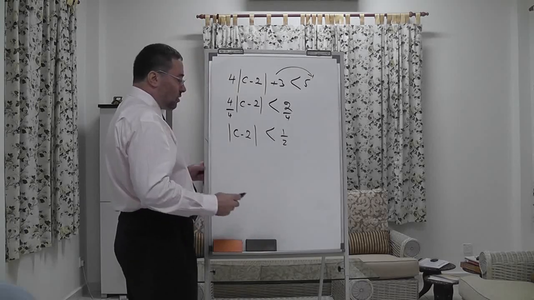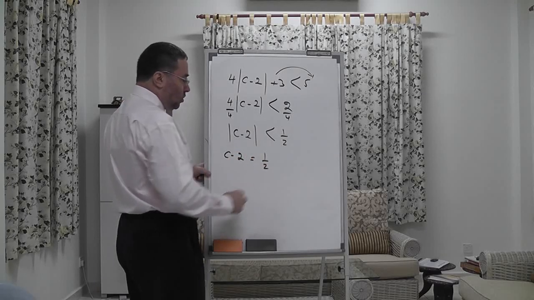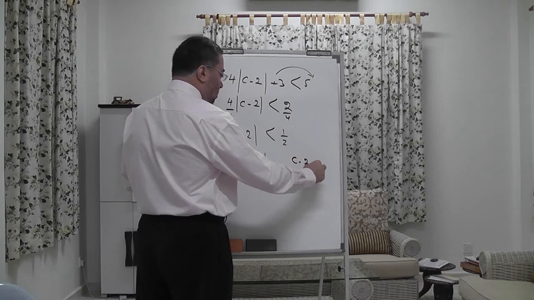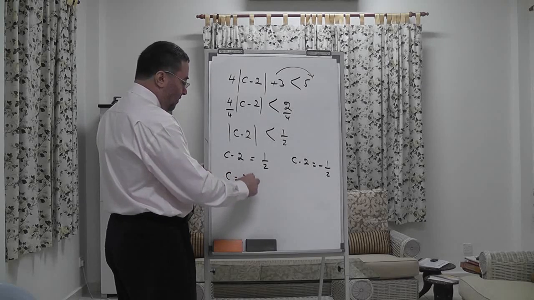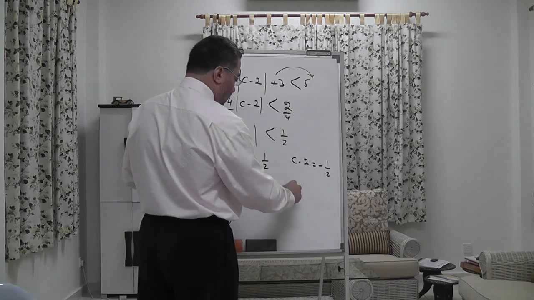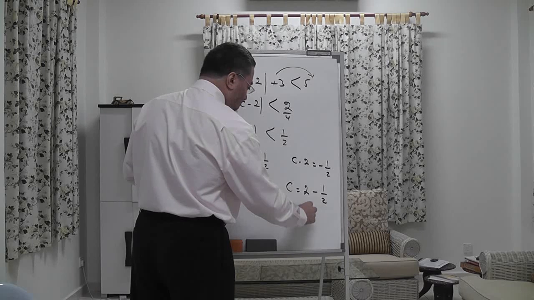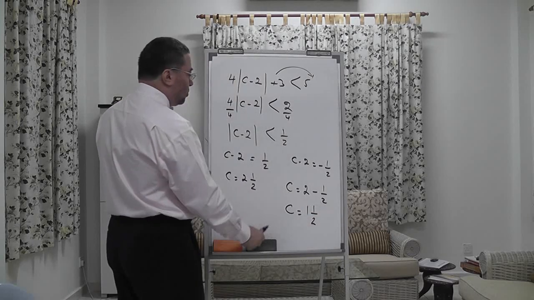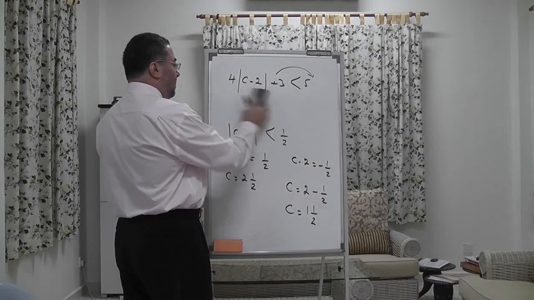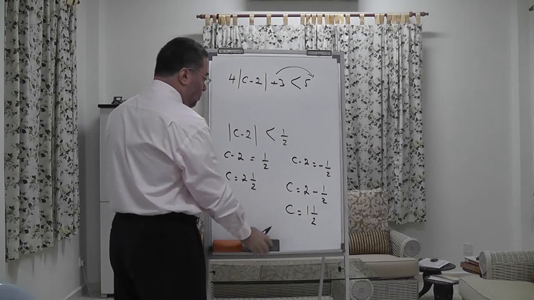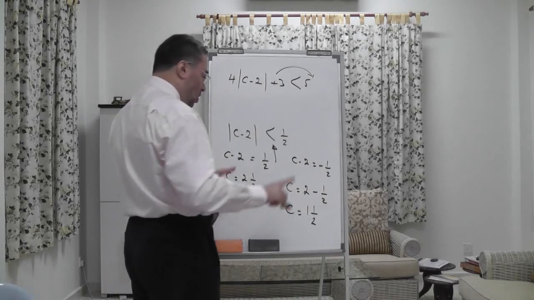Again, we are going to use the roots method, so c minus 2 is equal to half, that's our first choice, or c minus 2 equals minus half. In this case, c equals 2.5, and in this case we get c equals 2 minus half, and so c equals 1 and 1/2. So these are the roots, and we are solving this inequality, which is the same as the original one. Since we have here less than, the answer will be between the roots or within the roots.